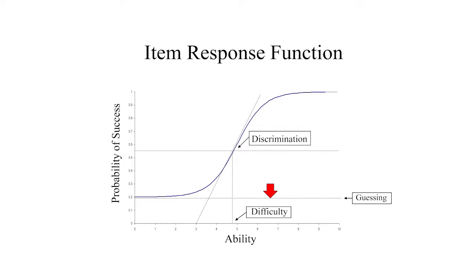It can move, then if it goes in that direction, the item becomes more difficult. Then we have the discrimination parameter, which models the steepness of that curve. So it can be more or less steep. And finally, the guessing parameter models this lower asymptote. It gives you the probability of a correct response if you are very low in proficiency and start guessing. That is what the parameters mean.